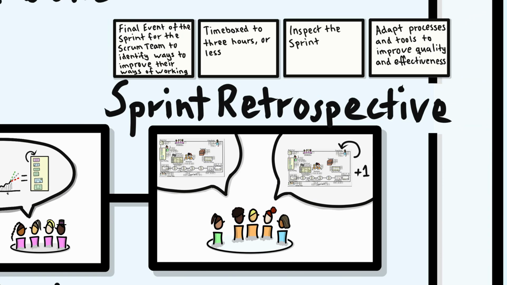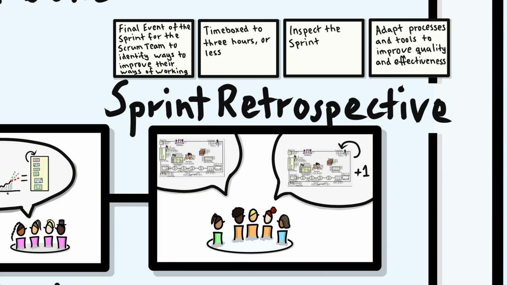Finally, the humble sprint retrospective. It is the last event and marks the end of the sprint. Here, the Scrum team comes together to inspect the sprint itself and adapt how they work together in order to improve the Scrum team's effectiveness and quality. The sprint retrospective is time boxed to 3 hours or less, and only the Scrum team attends.